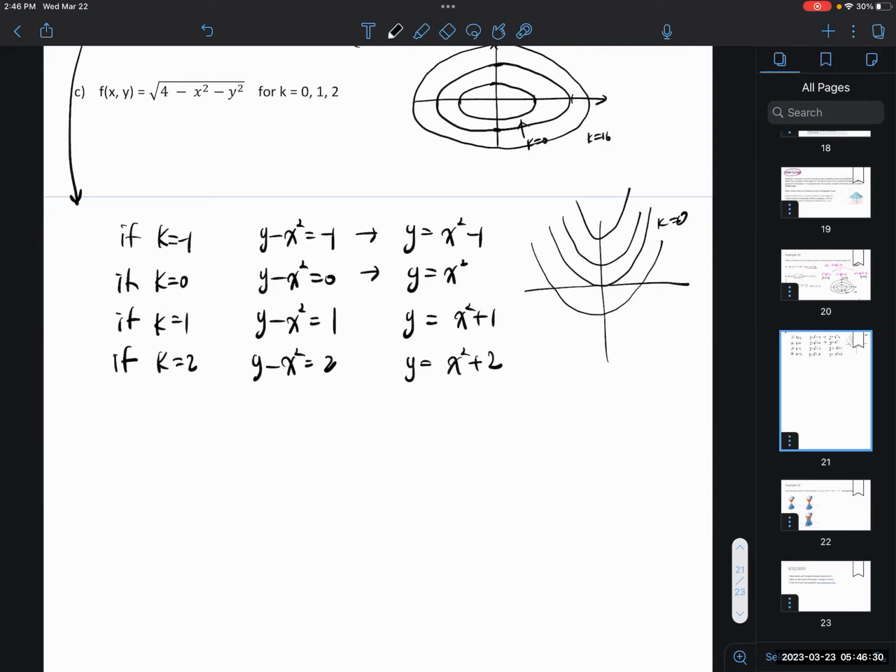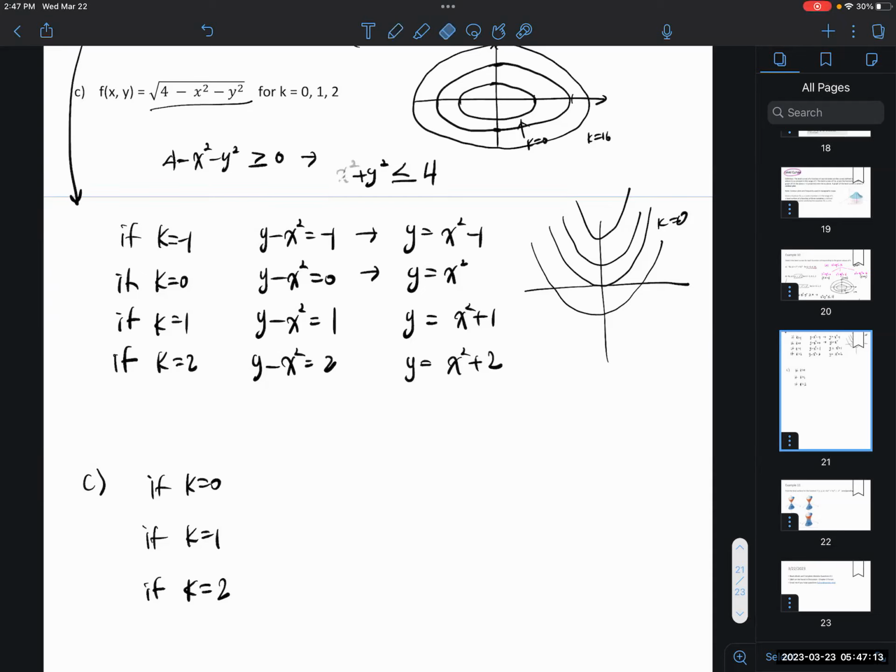So the last one, same thing. If k equal to 0, if k equal to 1, if k equal to 2, we have inside of the square root, 4 minus x squared minus y squared should be greater than or equal to 0. That means x squared plus y squared is going to be less than or equal to 4. Did I calculate correctly? So positive, positive. So this is going to be positive.